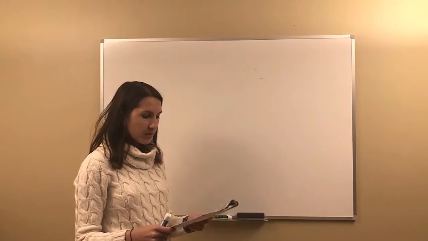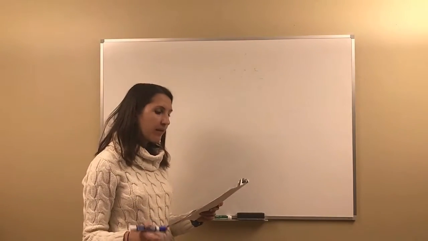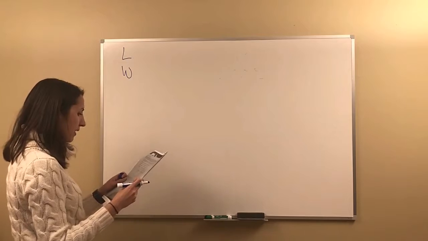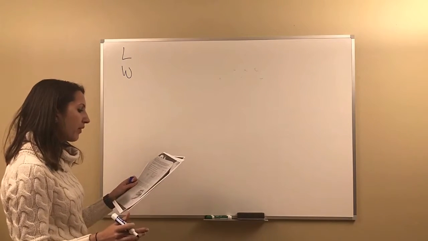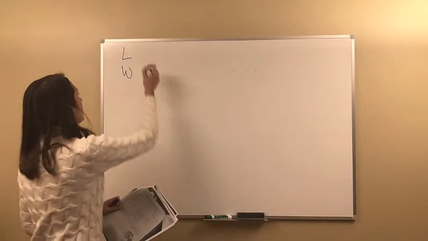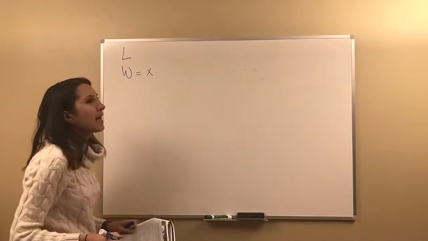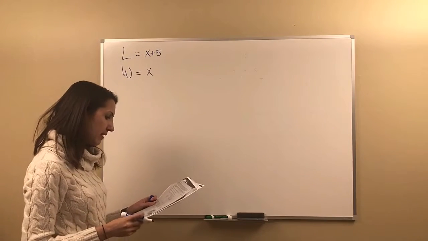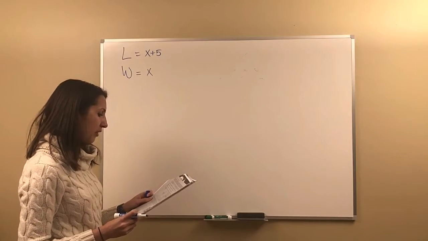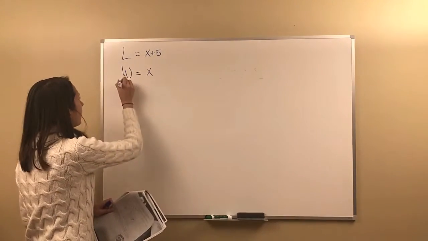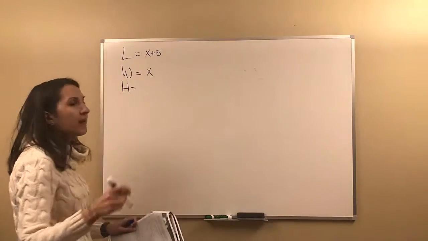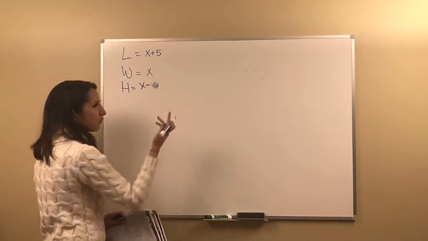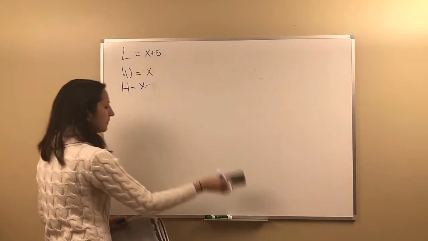Okay, so room dimension problem. The length of a room exceeds the width by 5 feet. So length, width. Now we know that the length of the room exceeds the width by 5 feet. So if our width is x, then the length will be x plus 5. Okay, it exceeds. And the height is 3 feet less than width. 3 feet less than width. X minus 3. Why did I say 5? 3. Okay.